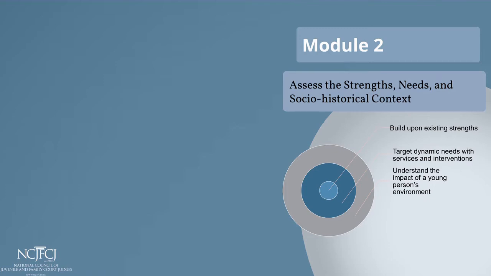In Module 2, we discussed the importance of assessing strengths, needs, and the socio-historical context. Remember that these case planning and management activities are interrelated. If the goal of case planning and management is to reduce risk and need, then we need to build upon existing strengths, target dynamic needs with services and interventions, and understand the young person's environment and the socio-historical context that impacts their day-to-day lives.